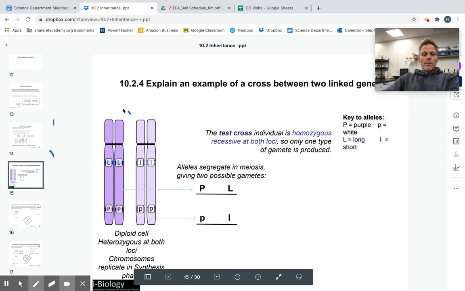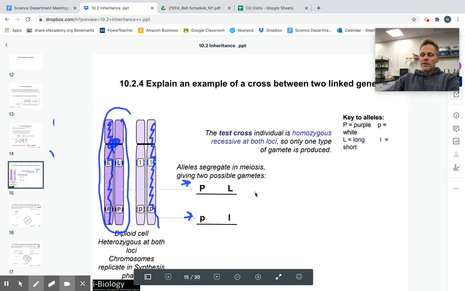So remember, because there's one centromere here, this is considered one chromosome. So in this situation, we have an individual that's heterozygous at both loci. So just to make things simple, let's only look at one of these chromatids. So we're just looking at these two. So one is a big P and a big L, which we represent there, right? And the other one is a little p and a little l, which we've represented here.